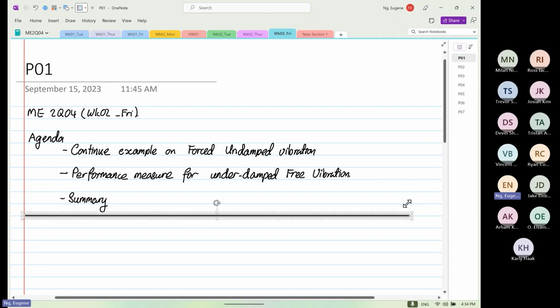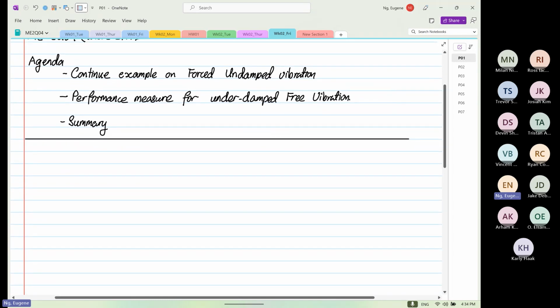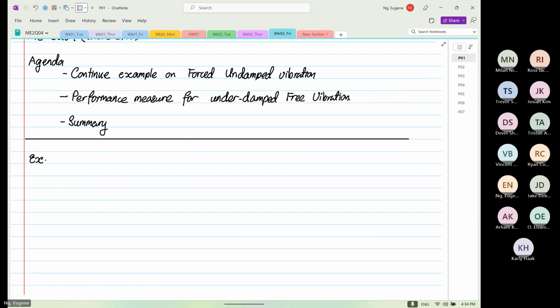Right, as I said, I will restart on the problem that I have introduced to you yesterday. Okay, so we are going to look at an example on a forced undamped vibration. So to make things clear, if I draw the schematics of it first, okay.